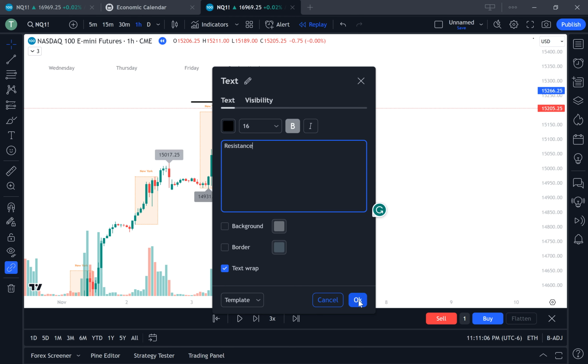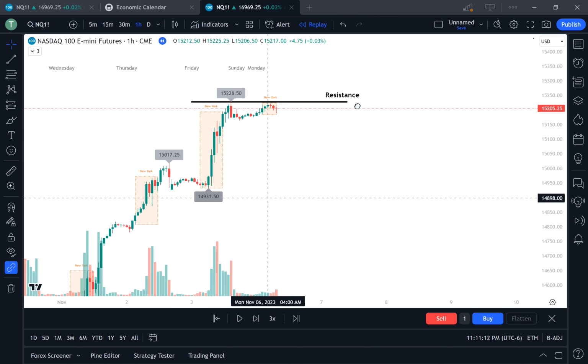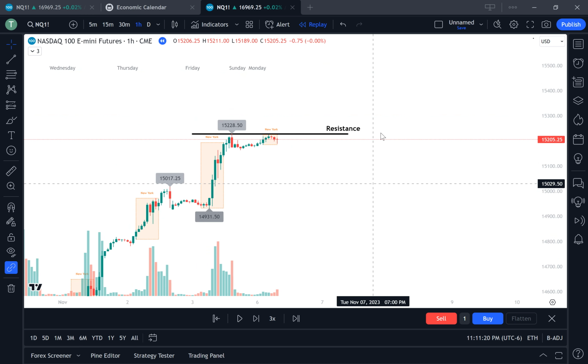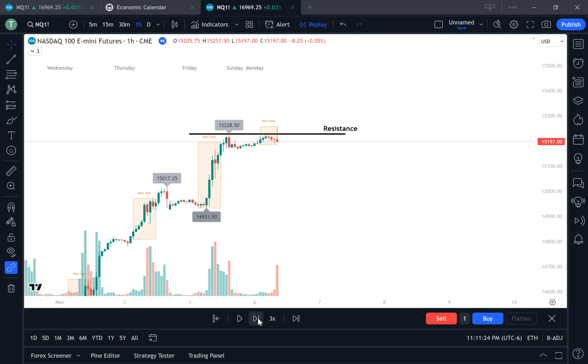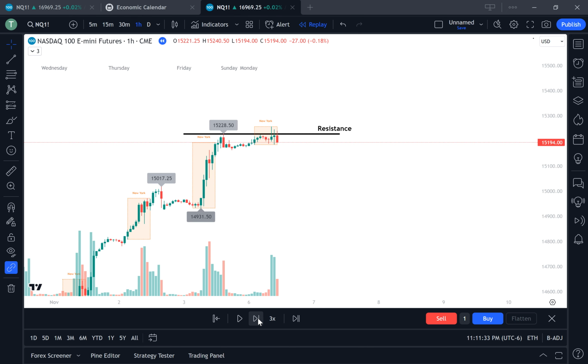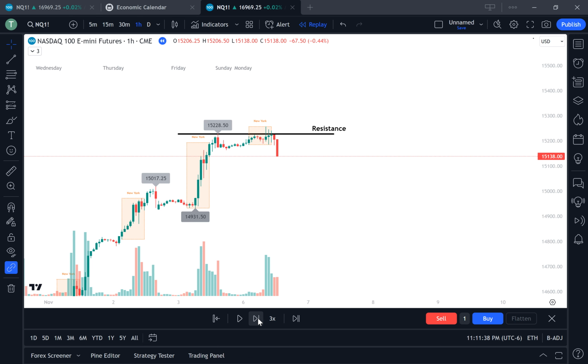Price is making an upward motion. Let's see if price is going to continue to move up. Right now I'm in what's called replay mode, which allows me to play back the market in TradingView. Price has not closed above that level yet. Price is trying to fight it. It's fighting that resistance right there.